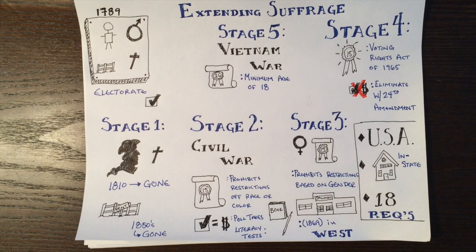So, as I stated before, the electorate expanded throughout American history due to societal pressures. These 5 stages show the progression of voting rights to those that did not fit the criteria before 1789.